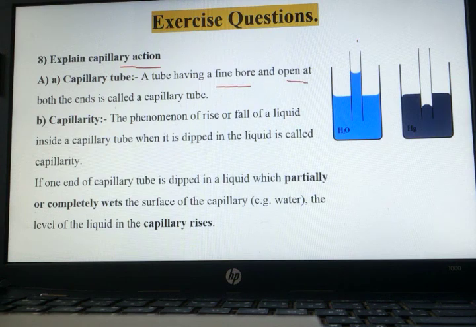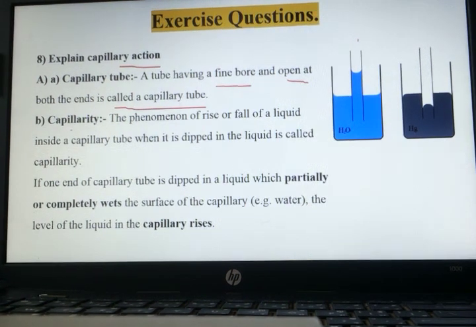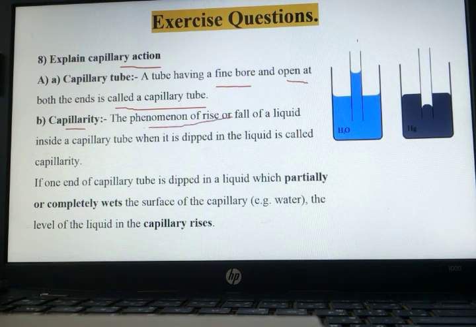It is open at both the ends. It is called a capillary tube. And what is capillarity? The phenomenon of rise or fall of the liquid inside a capillary tube when it is dipped in liquid. You can see over here, this capillary tube is dipped inside water.